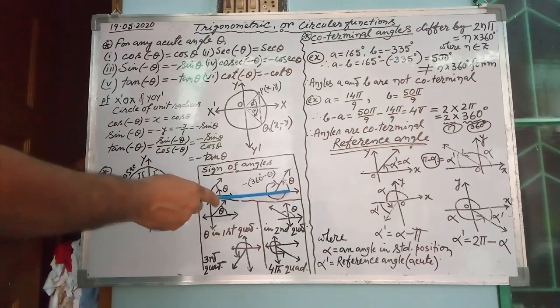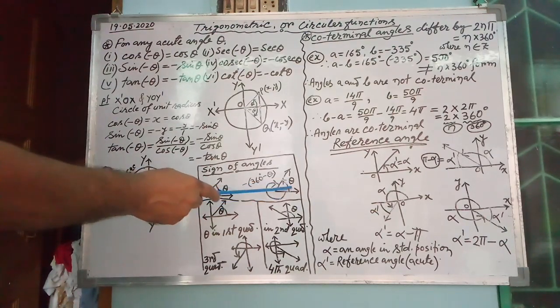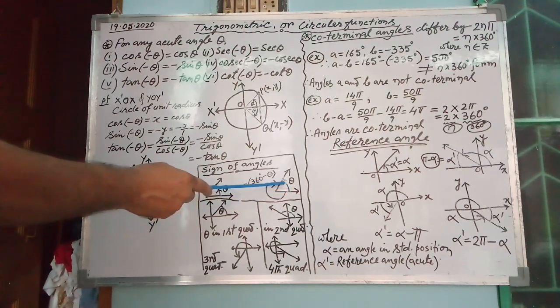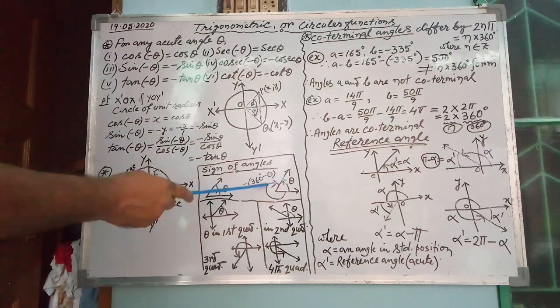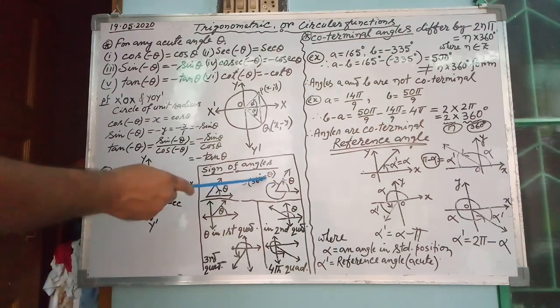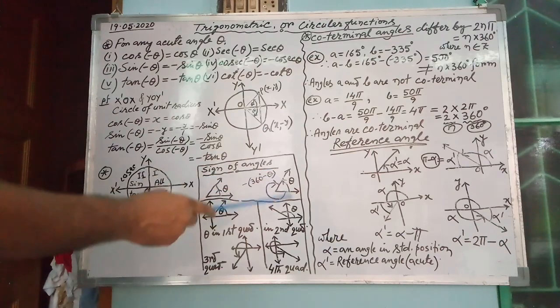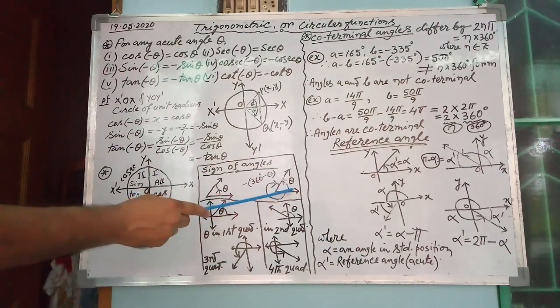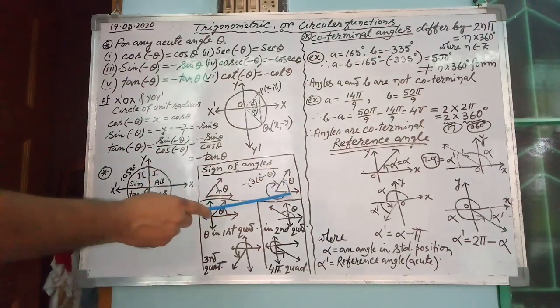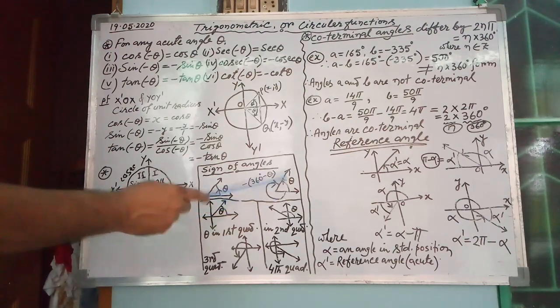So this angle is from here to here. If we go, this is minus 360. And if you go from here to this theta, then minus 360 plus theta. If you take minus common, minus 360 minus theta, if you break the bracket, then you will get the same thing, minus 360 plus theta. Or we can say minus 360 minus theta.